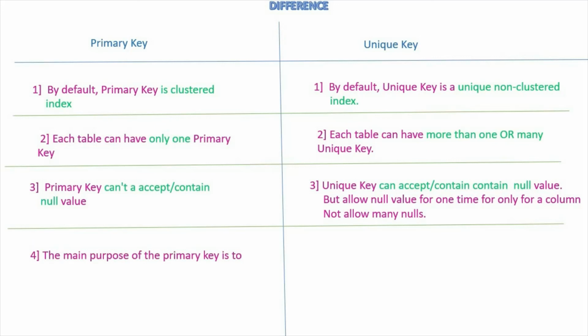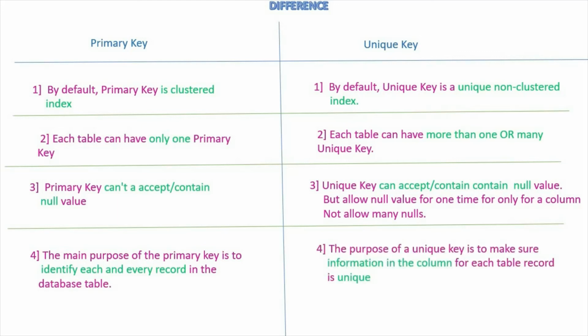The main purpose of primary key is to identify each and every record in the database table. The main purpose of a unique key is to make sure information in the column for each table record is unique.